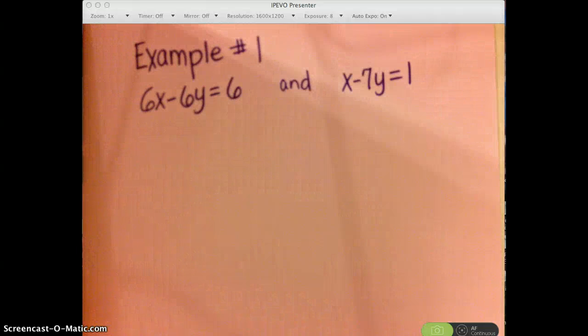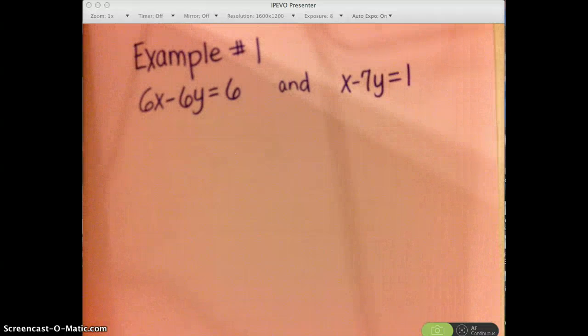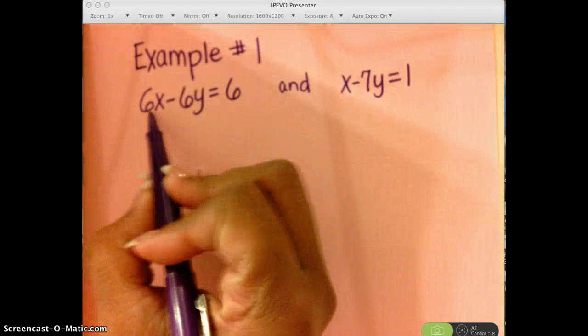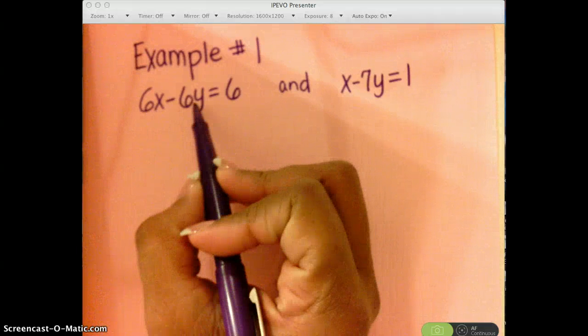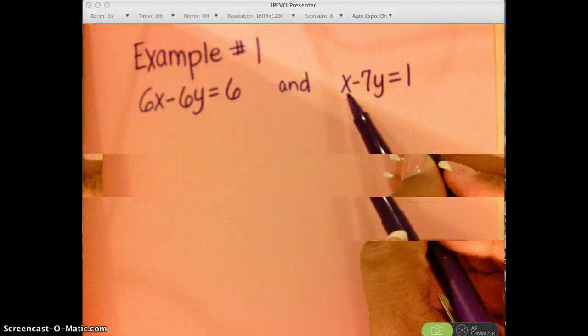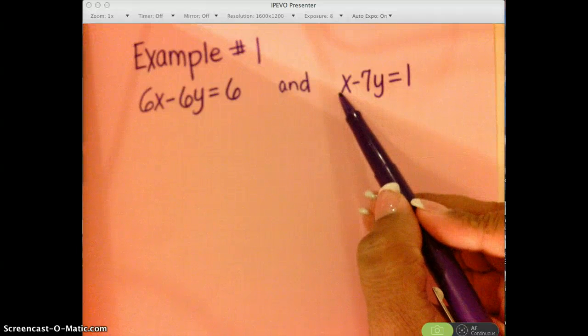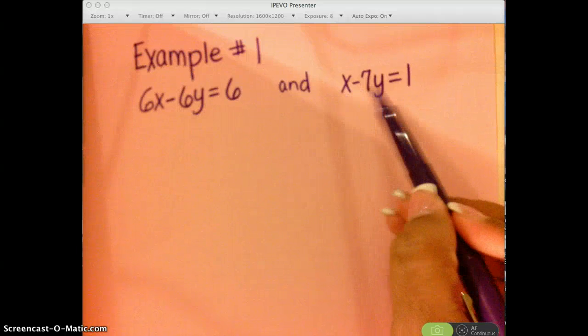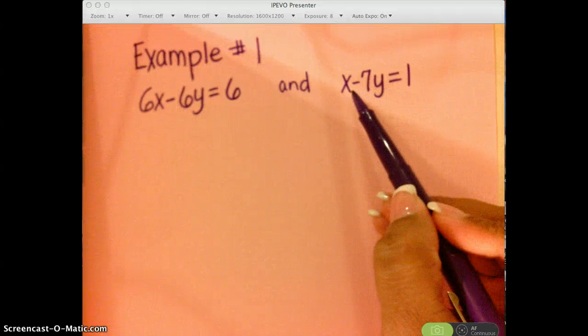All right, now in example 1, our system is 6x minus 6y equals 6, and x minus 7y is equal to 1. So remember that first step said to look at both equations and see if one of the variables has a coefficient of 1. Well, this variable has a coefficient of 6. This variable has a coefficient of 6. So we can't start with this equation. If we go over to the second equation, this x has a coefficient of 1 because there's no number in front of it. This y has a coefficient of negative 7.